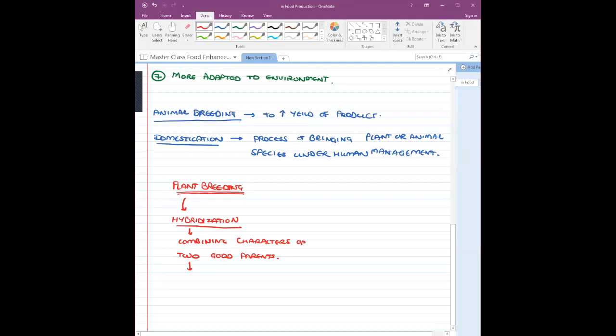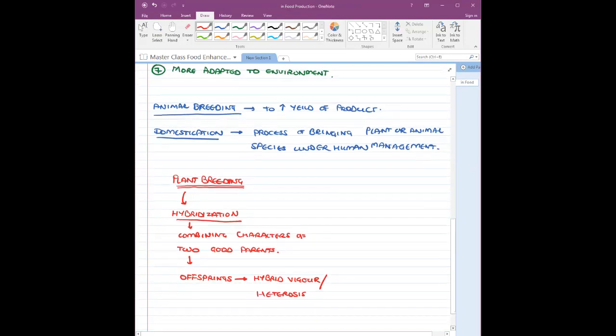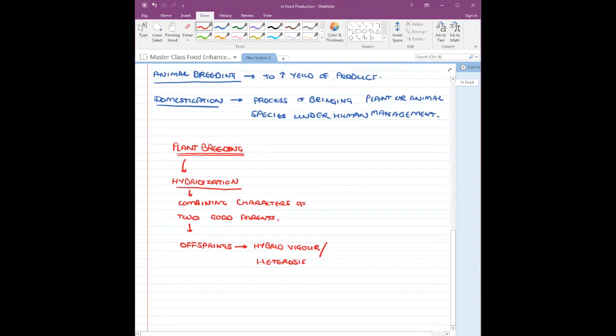And what is the importance of this? While you do this hybridization, the offspring that we get are going to contain characteristics of both. So these offspring are going to be better yielding. They contain both the characteristics, and we say they show hybrid vigor. That means they are going to be better than their parents, plus they have both the characteristics. We also call this heterosis.